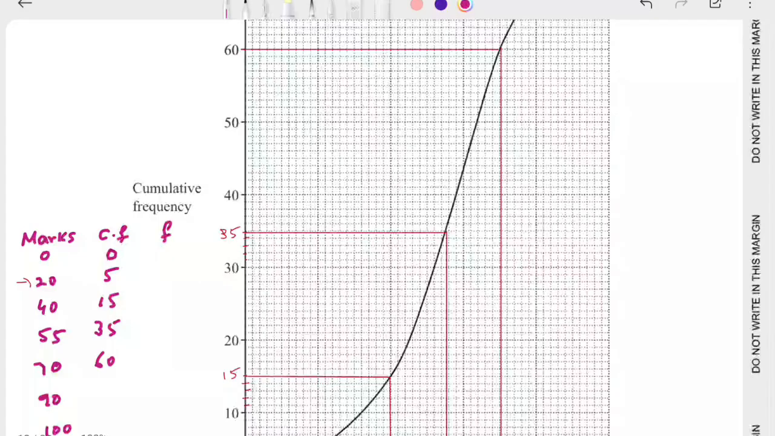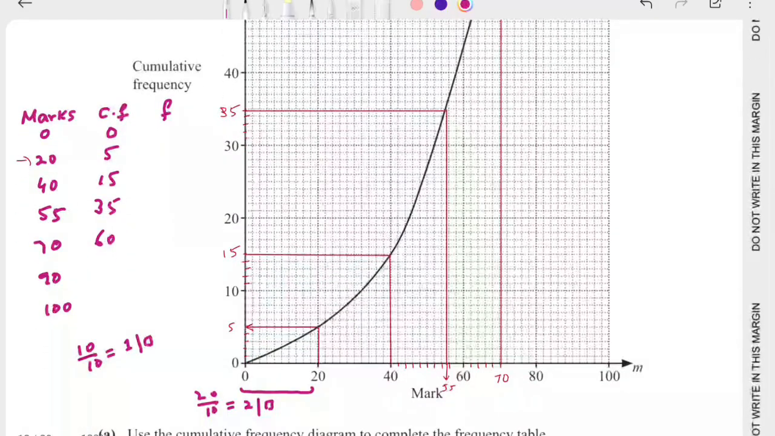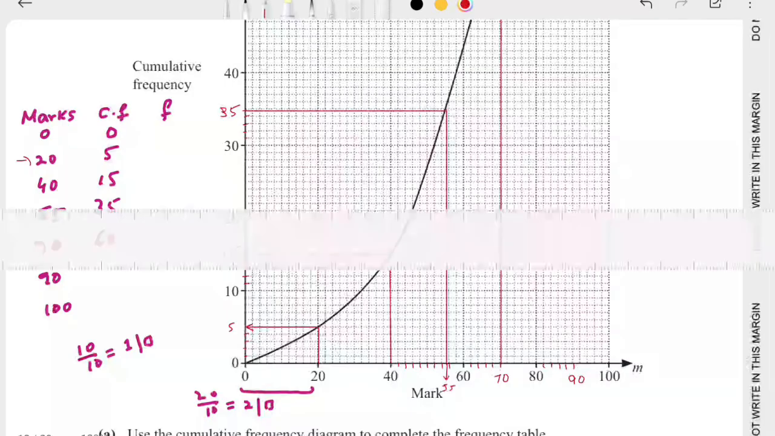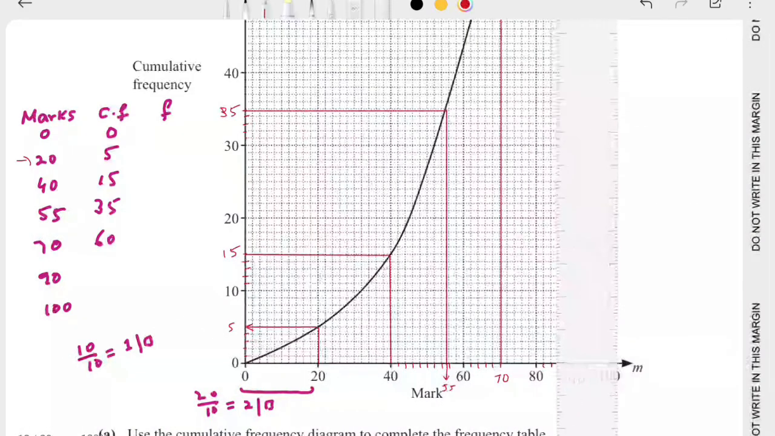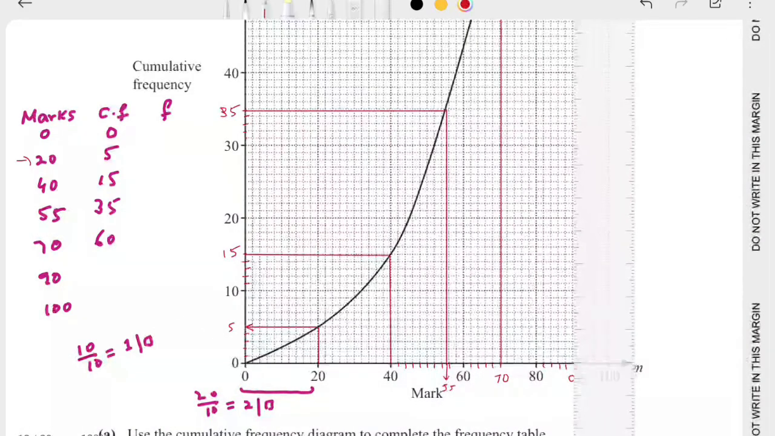Now against 90, and we have to take help of graph again. So 82, 84, 86, 88 and 90. 90 would be here and with the help of scale we have to see the value against 90.